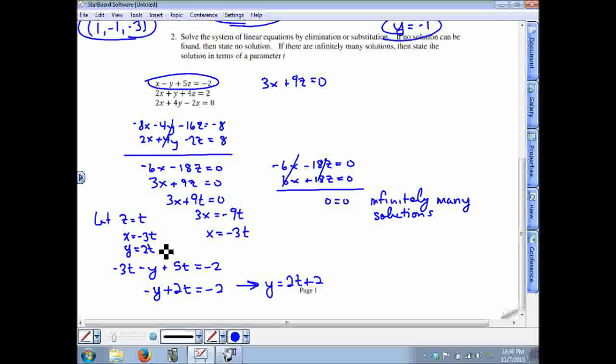Y equals 2t plus 2. So those are the values of all three of the variables. Z equals t, x equals negative 3t, y equals 2t plus 2. So your solution, x is negative 3t, y is 2t plus 2, z is equal to t.